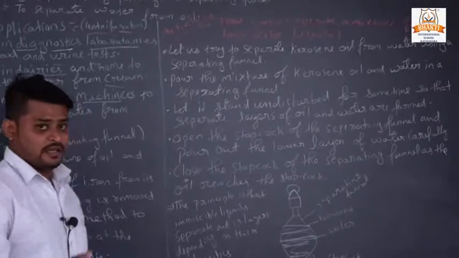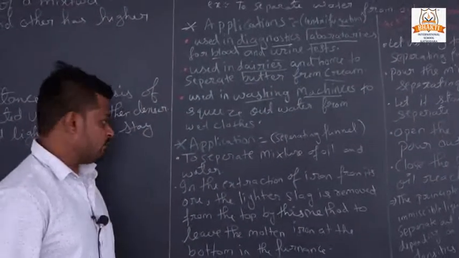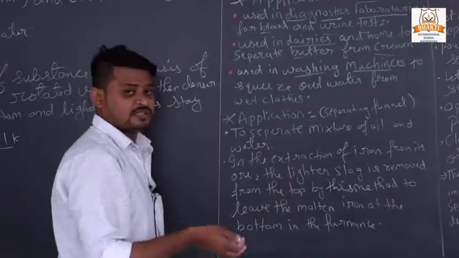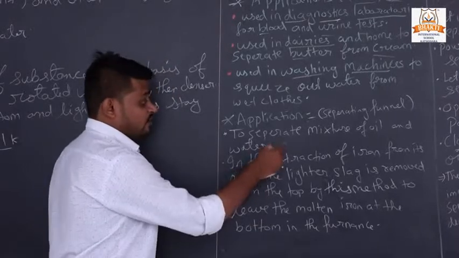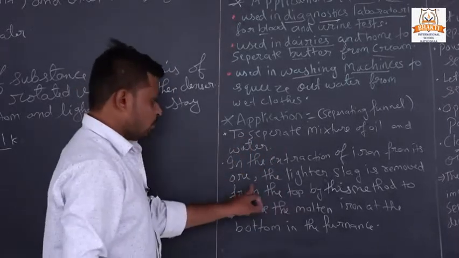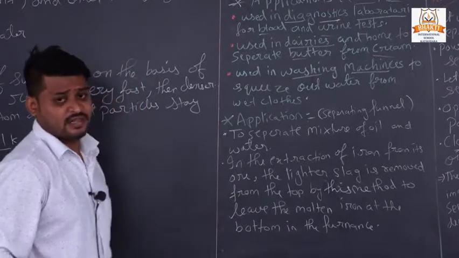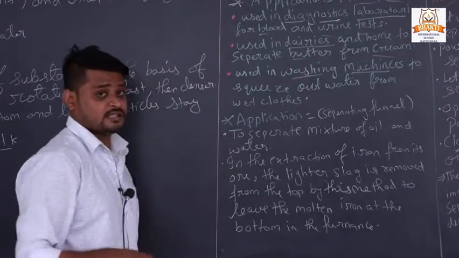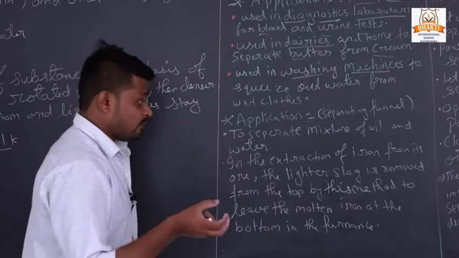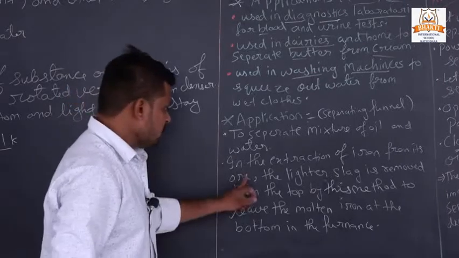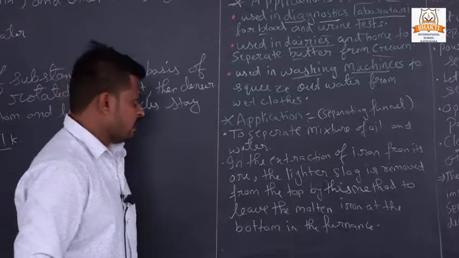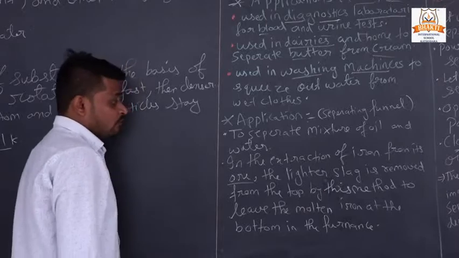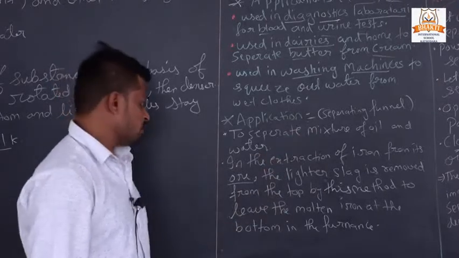And it also has some applications in a few places. If we want to separate a mixture of oil and water, we use the separating funnel method. Also in the extraction of iron from its ore. What is ore? The extraction of metals from the rocks, that is called ore. Means ore has metals and impurities. If we want to extract iron from its ore, we also use the separating funnel method in this.